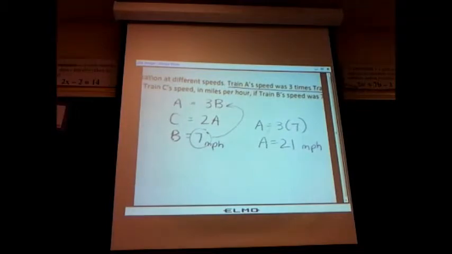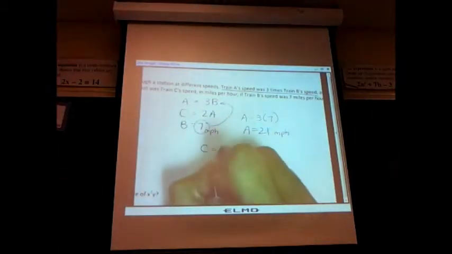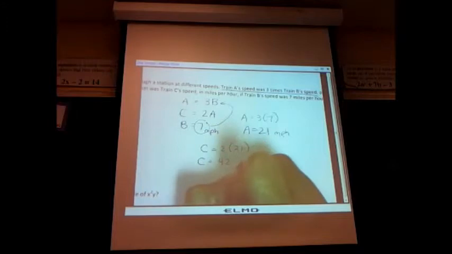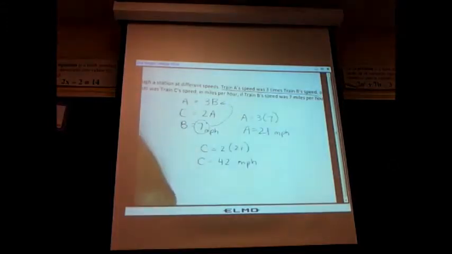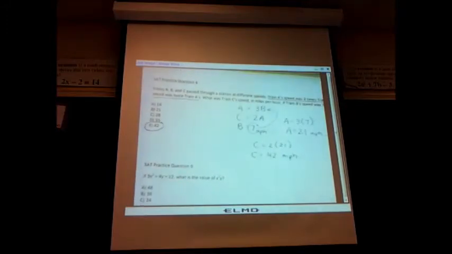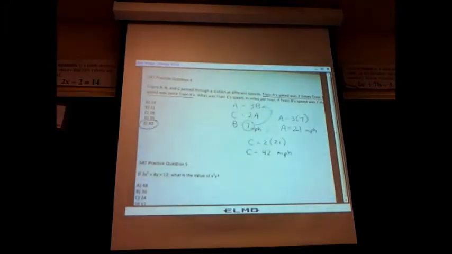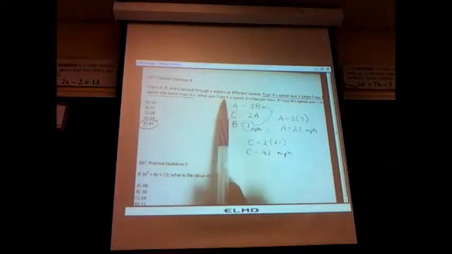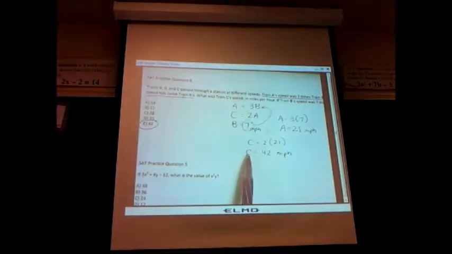So to find train C, I plug in: it's 2 times train A. So 2 times 21, which is 42 miles per hour. So my answer for this one is E. Because I'm reading carefully, they asked me in the question, what was train C's speed? So I told them train C is 42.